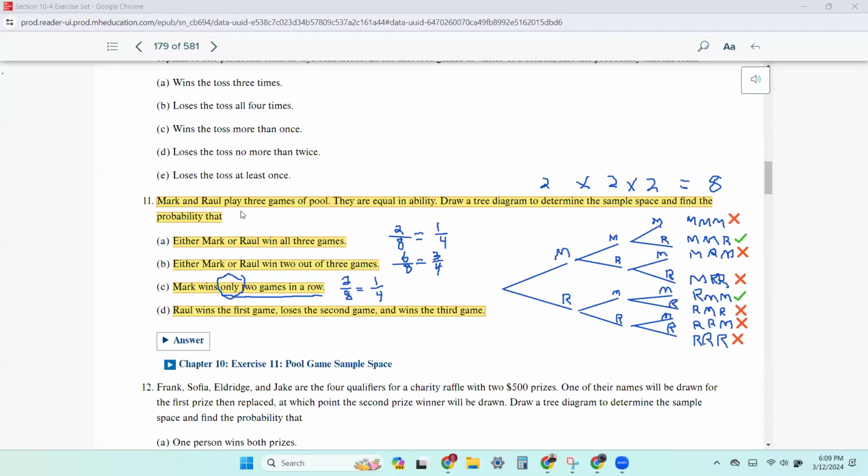All right, so the last one says Raul wins the first game, loses the second game, and wins the third game. Well, you know what? I'm going to write this out. Because that's only one thing. So it's RMR. So that's the one we're looking for. As a matter of fact, there's only one of them. Raul wins the first game, loses the second game, wins the third game.